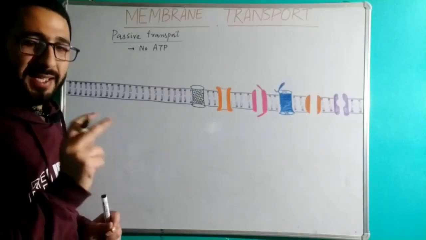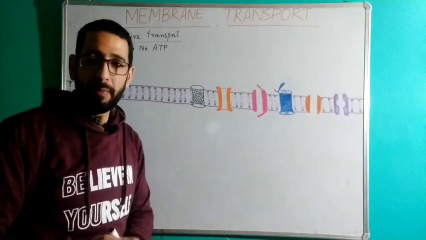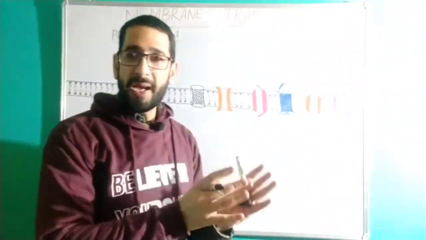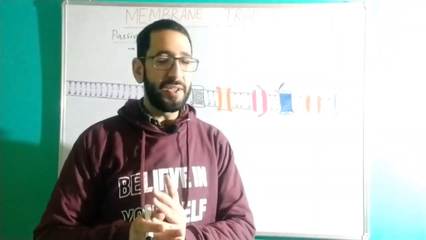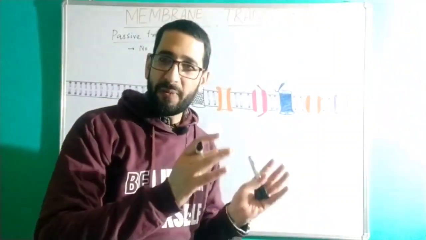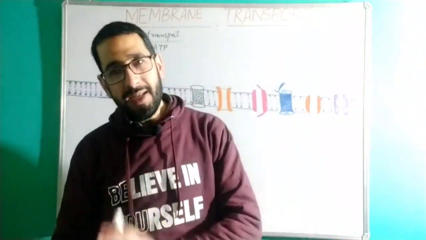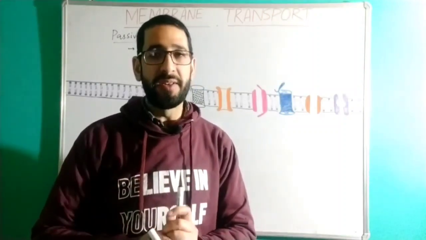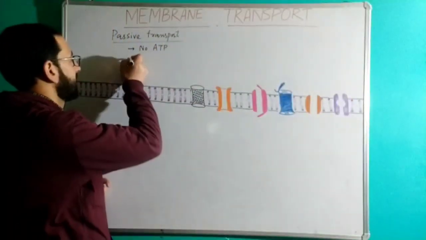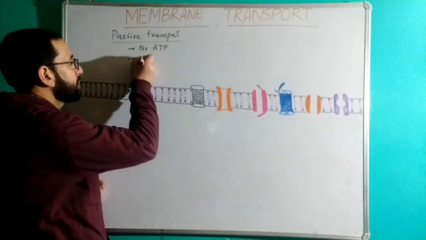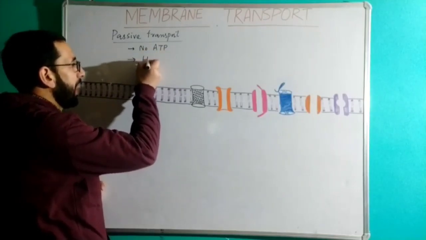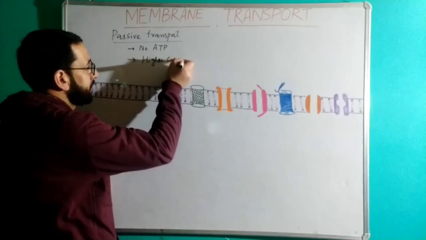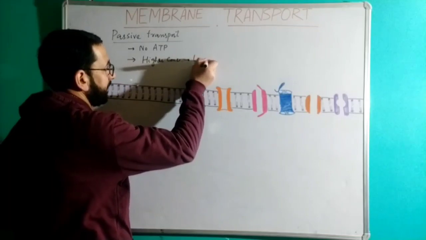And the second thing we have to remember about passive transport is that it is the transport from higher concentration to lower concentration. Either it is from outside to inside, or it is from inside to outside, but it is always going to be from higher to lower concentration. We are going to talk about all the mechanisms. Now we are going to transport from higher concentration to lower concentration.